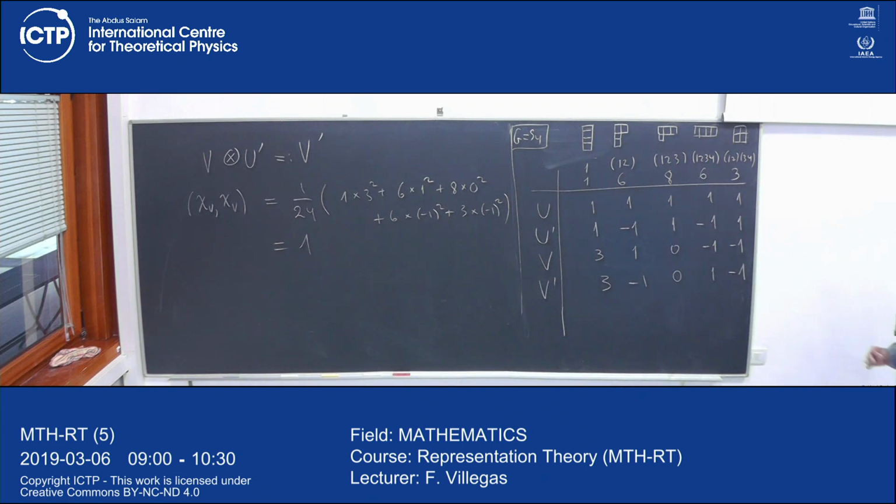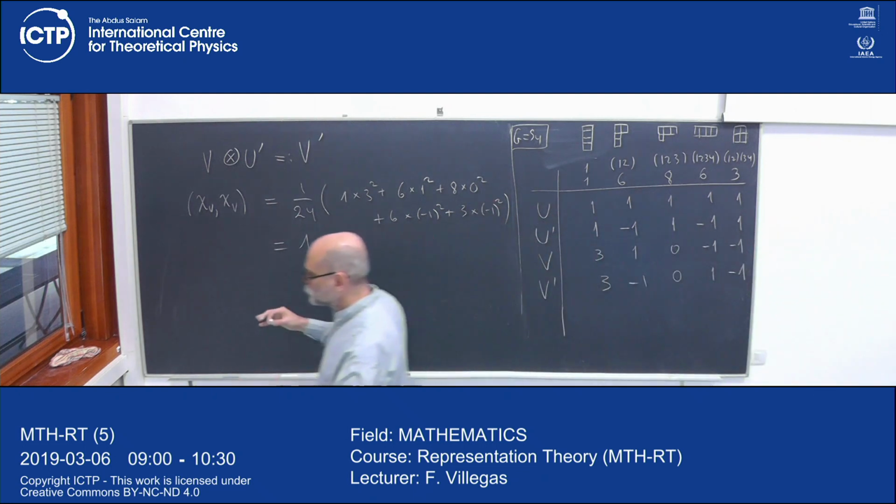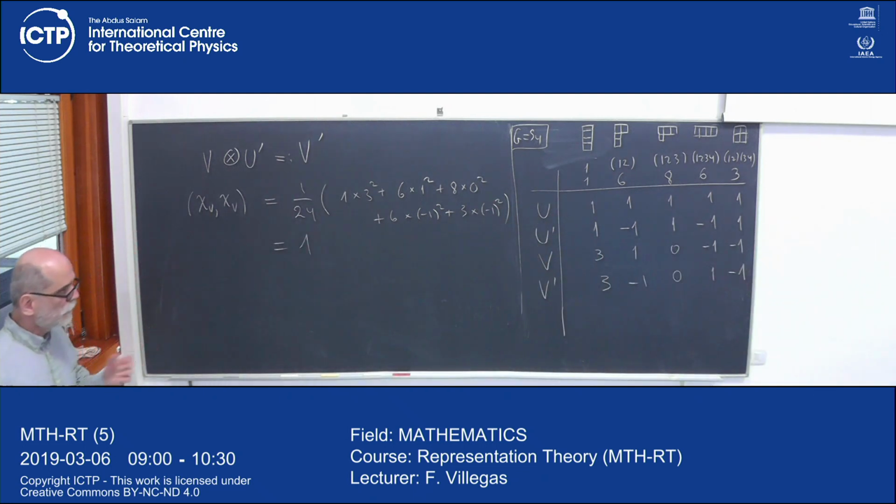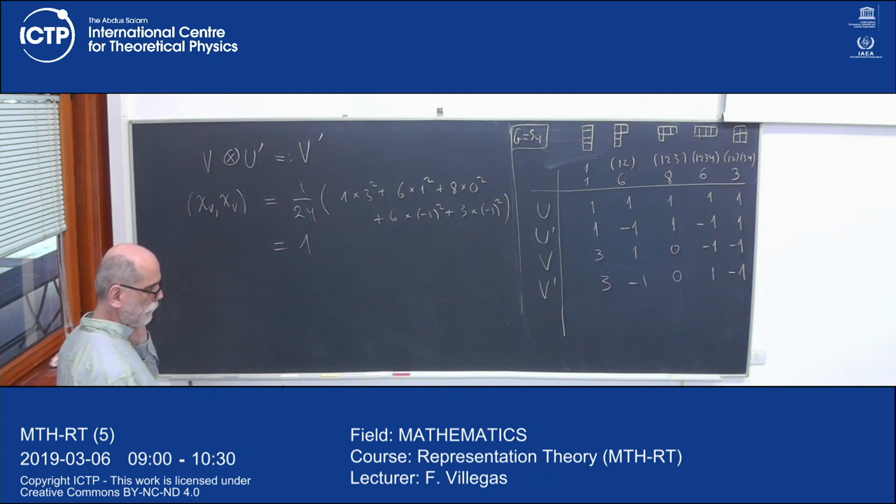You can check that the inner product of the character of the standard representation for Sn with itself is 1. And the calculation, you can do it for any n, and it's a bit involved, so it's not just plugging in numbers. You have to do this where n is arbitrary, but it's a nice combinatorial calculation, which, as I said, we may come back and do.